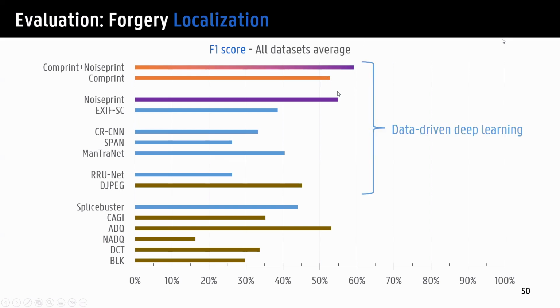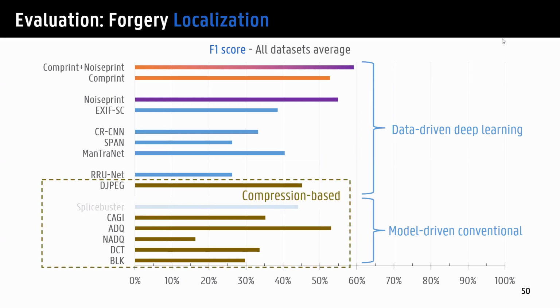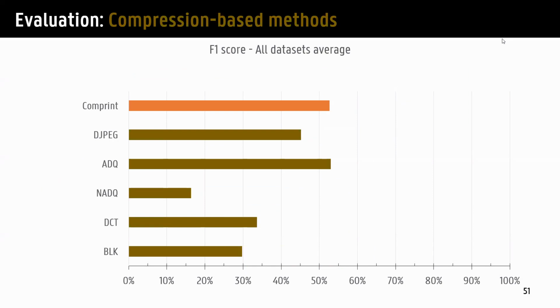We can basically divide these methods into the data-driven deep learning methods that I've mentioned before, and then the model-driven conventional methods. And more interestingly, we have some compression-based methods here at the bottom as well. So let's first compare our methods to those compression-based methods. If we take the average of all data sets, we see that the ADQ method, for example, performs similarly to Comprint.